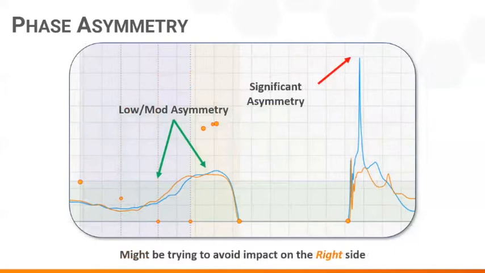Here there's a low to moderate asymmetry during the eccentric and concentric phases. There's not a clear preference left side or right. However, the same cannot be said about the landing phase. So this individual might be trying to avoid impact on the right side. However, we can definitely see that the asymmetry is inconsistent in the eccentric and concentric phases, but more so in the landing phase. It's very clear.